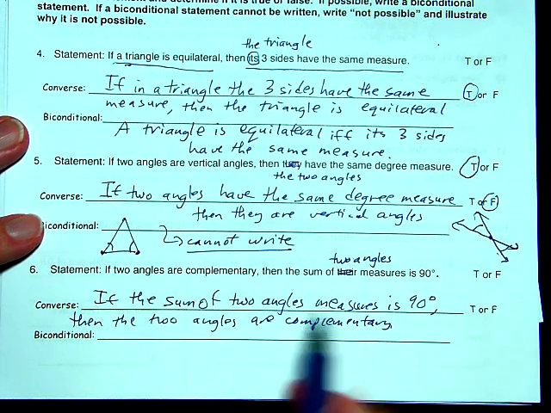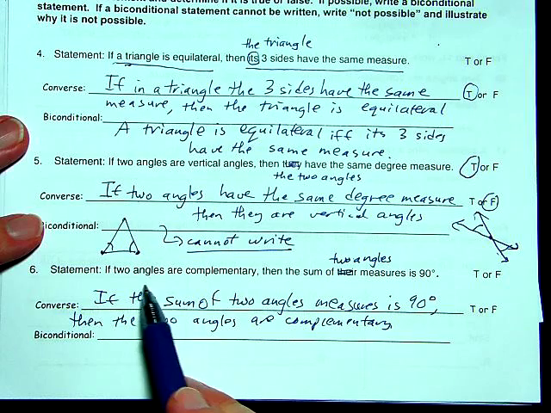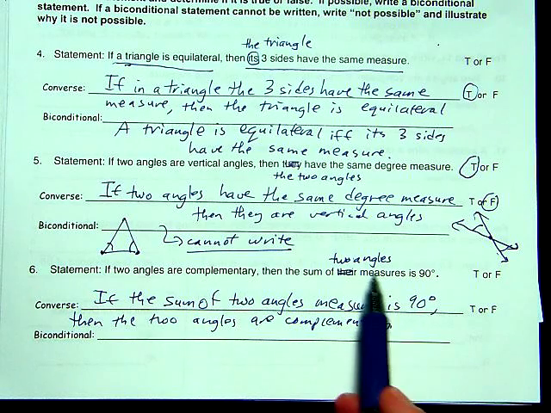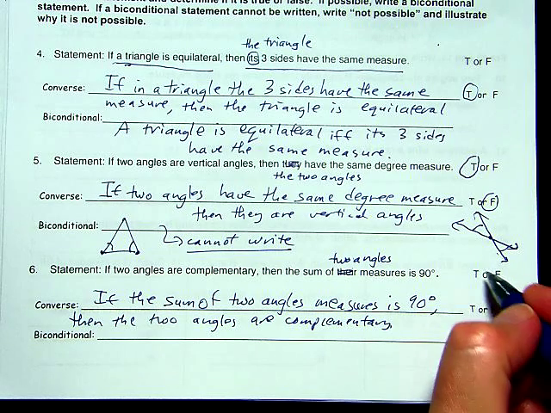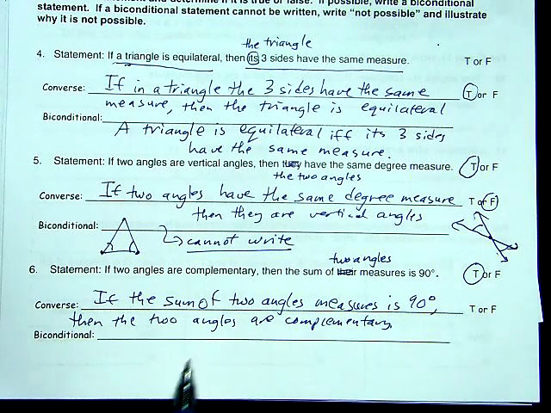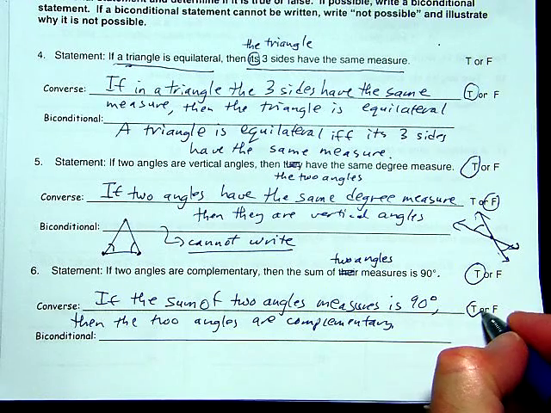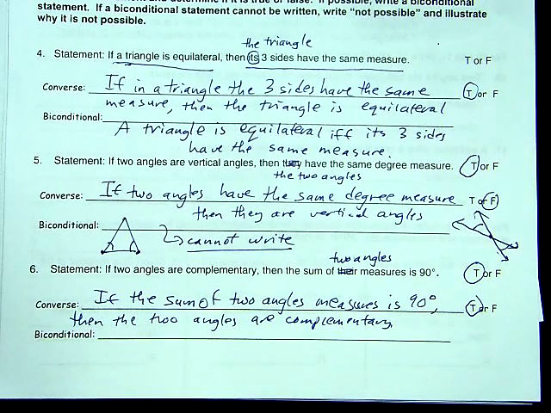So let's take a look at the first statement. Is this true? If two angles are complementary, then the sum of the two angles' measures is 90 degrees. Well, that's true because that's the definition of complementary angles. And if the sum of two angles' measures is 90 degrees, then they are complementary, and that's also true. So this is a statement we can write a biconditional for.